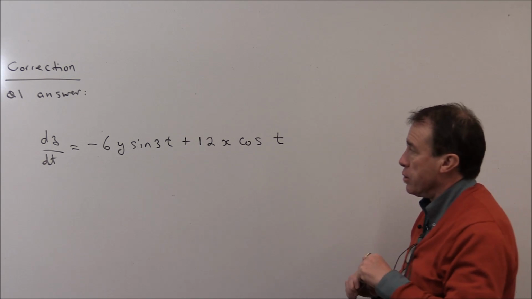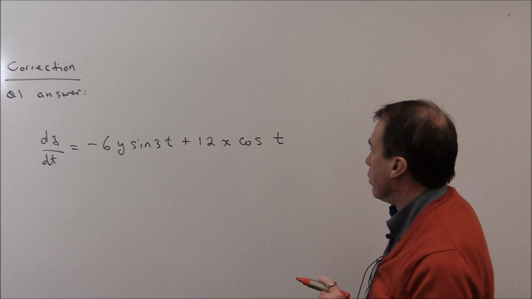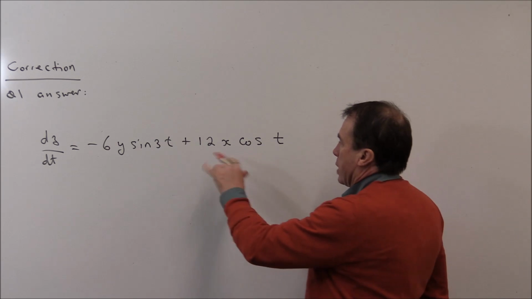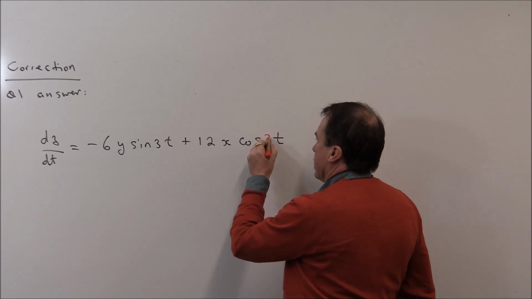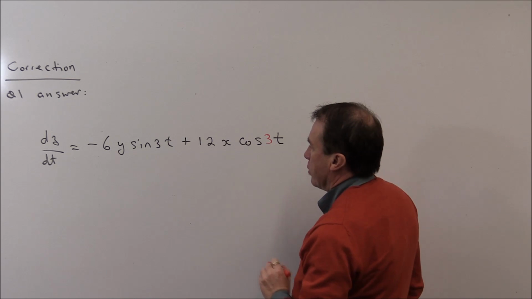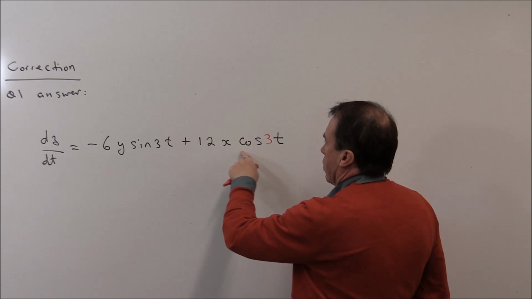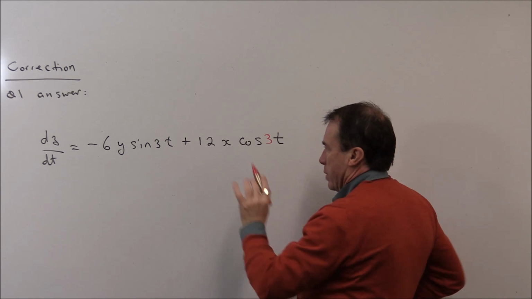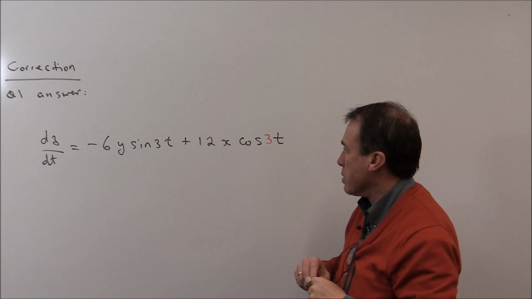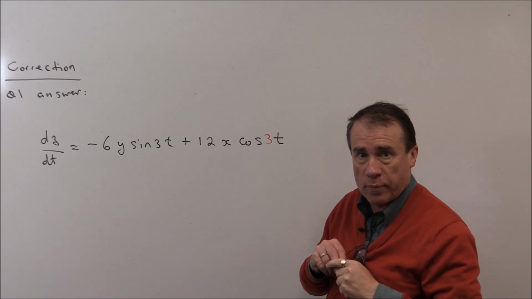Quick correction to the answer. I noticed in looking back at the video, in the last line I'd left out the 3t there, so please note that it was minus 6y sine 3t plus 12x cos 3t. I'm sure you picked up the error, but there it is, and now we'll go on to question 2.